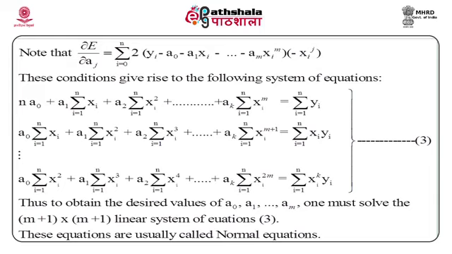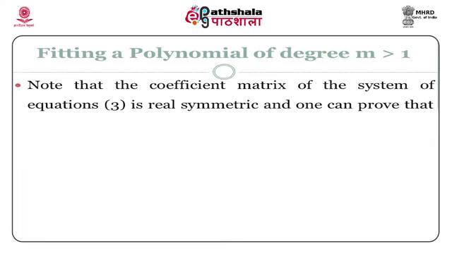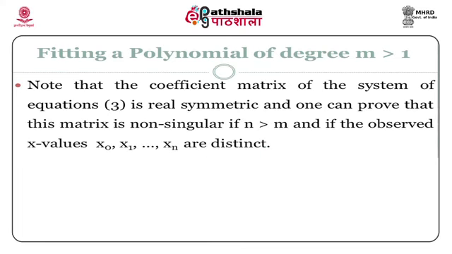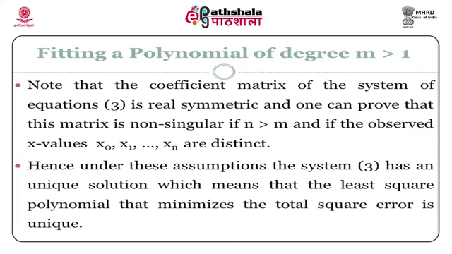Fitting a polynomial of degree m greater than 1: note that the coefficient matrix of the system of equations 3 is real symmetric, and one can prove that this matrix is non-singular if n is greater than m and if the observed x values x0, x1, x2, up to xn are distinct. Hence, under these assumptions, the system 3 has a unique solution, which means that the least square polynomial that minimizes the total square error is unique.